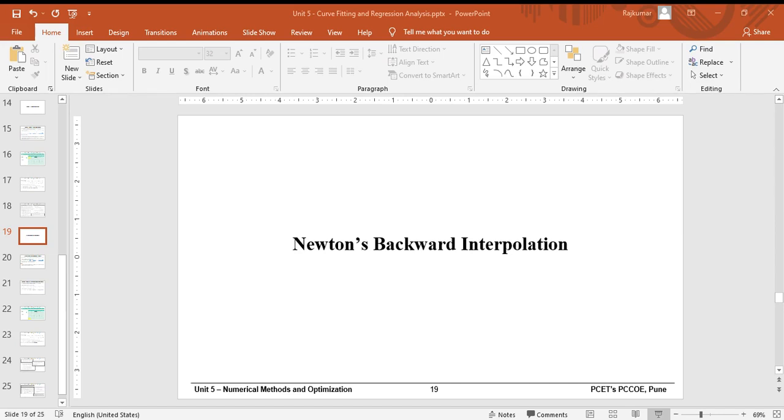Again, you need to repeat the same process to complete the remaining columns. Just take the difference between two successive values, and that will be the value for the next column. So this is how we completed all the tables.